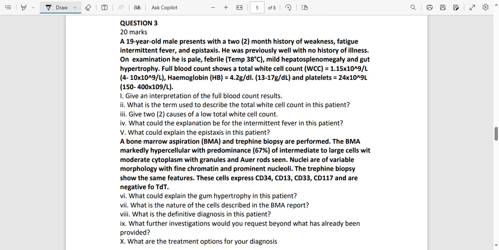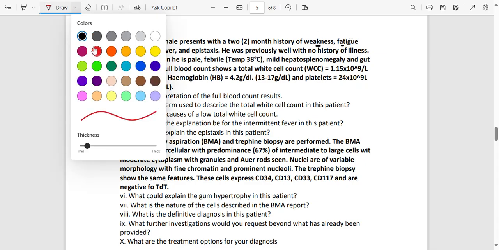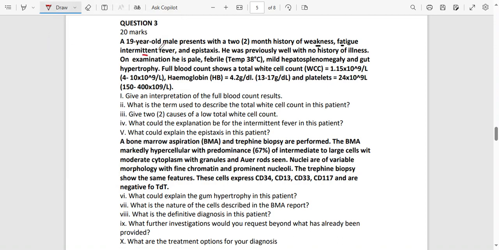A 19-year-old male presents with a 2-month history of weakness, fatigue, intermittent fever. I want us to be taking note of these things. Weakness. There is fever. Fatigue, and then intermittent fever. And I want us to start thinking about what can cause them. Even epistaxis. He was previously well with no history of illness.